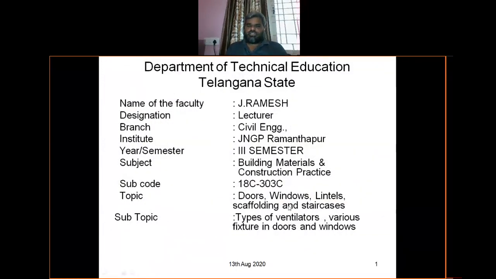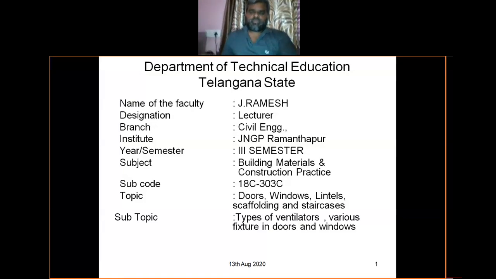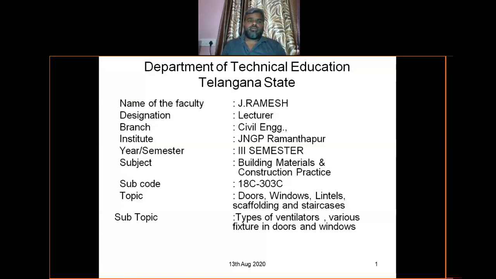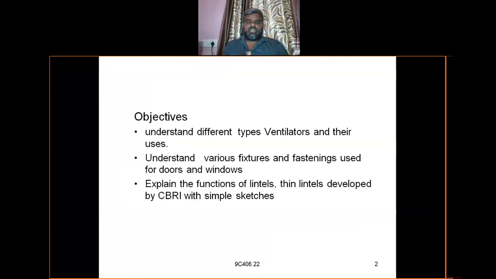This is today's topic: types of ventilators and the various fixtures used in doors and windows. So these are our objectives for today. We will try to understand the different types of ventilators and their uses, understand the various fixtures and fastenings to the doors and windows, and explain the functions of lintels and thin lintels developed by CVRI with examples.